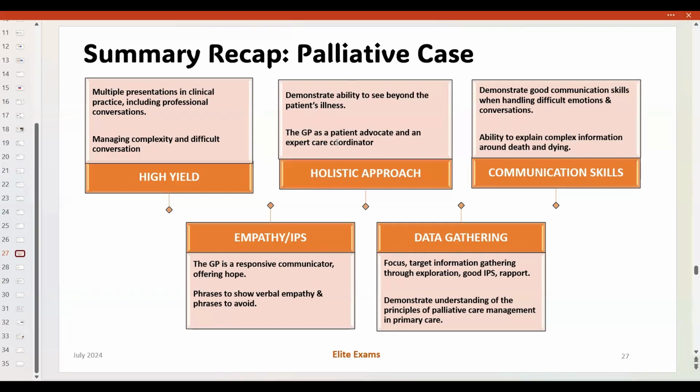To demonstrate good communication skill when handling difficult emotions and conversations and be able to explain complex emotions around death and dying to the patients, that's a good way to show your communication skills. That's why palliative case is a very important concept to learn as you're preparing for your SCA.